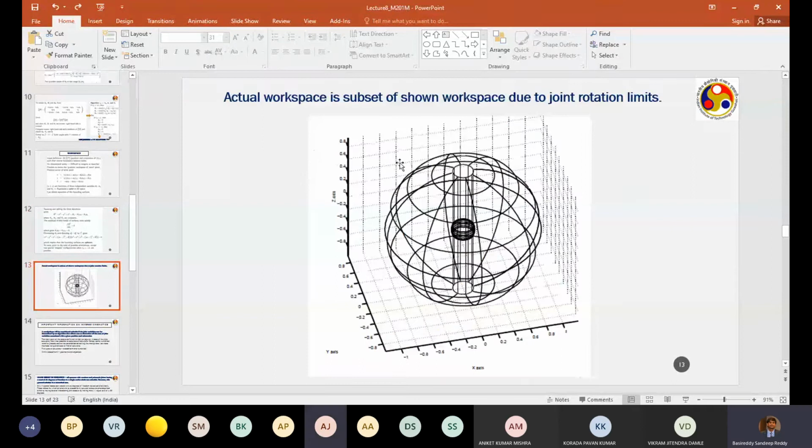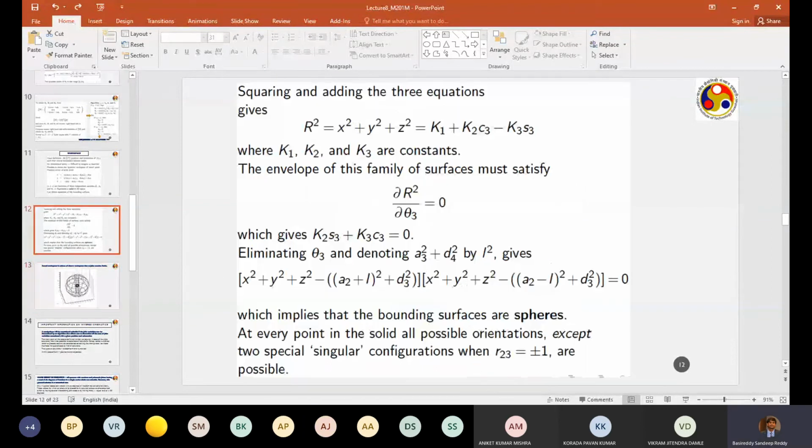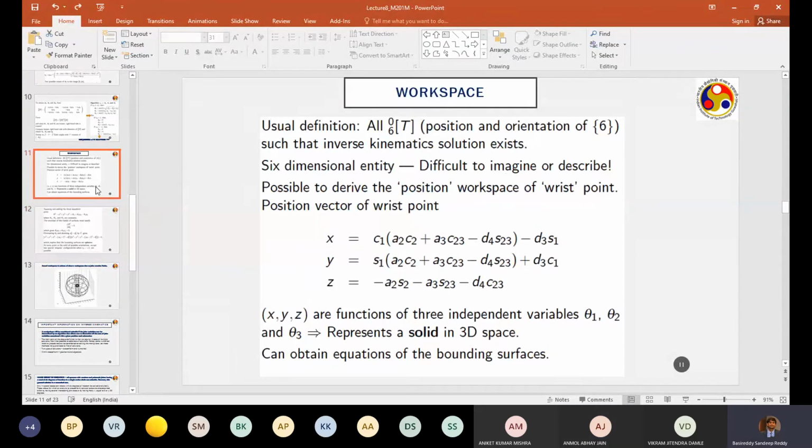So if you try, and yes, please tell me. Sir, I wanted to know the reason why the partial derivative is 0. Like, why is r square not affected by theta 3? I might be lost, but why must the partial derivative be equal to 0? We want to obtain the equations of these bounding surfaces.